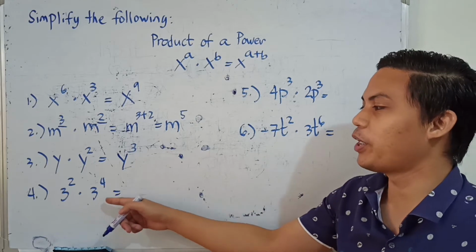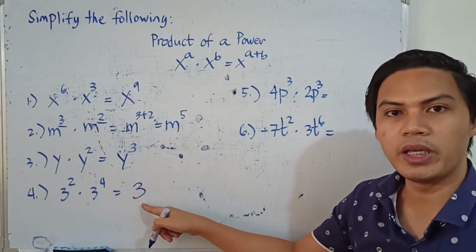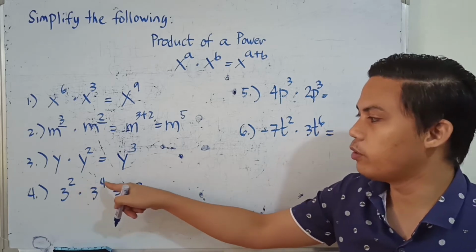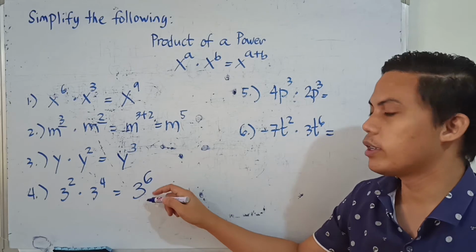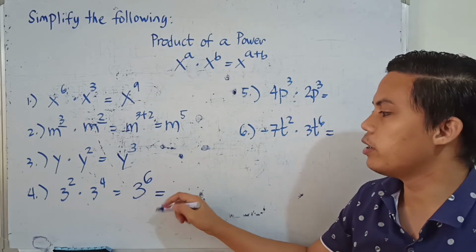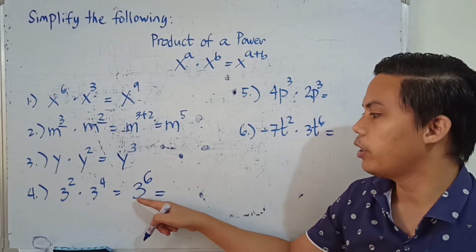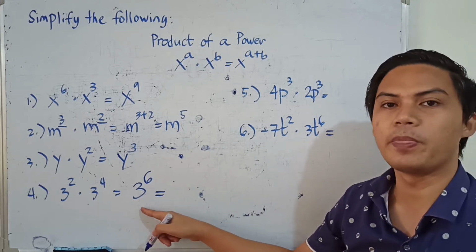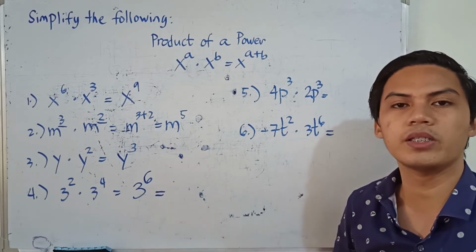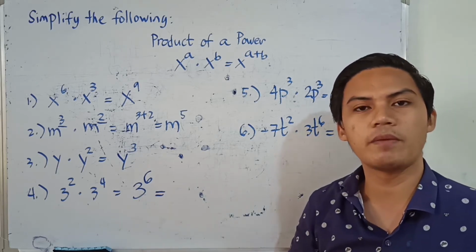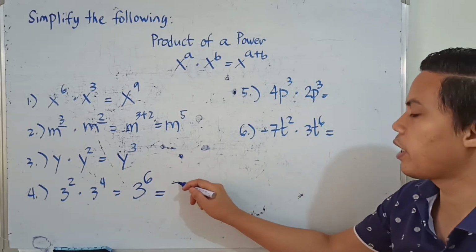Next, we have 3 squared times 3 raised to 4. So again, copy natin yung common na base. Then, i-add natin yung mga exponents nila. 2 plus 4, that is 6. Since yung given na base natin is a constant or a number, then we can still simplify this one. So, we are going to raise 3 to the power of 6. That means 3 times 3 times 3 times 3 times 3 times 3. So the final answer is 729.